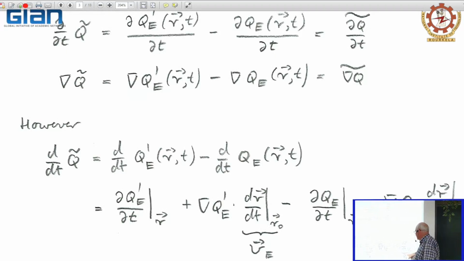That's actually an error. It should be not V tilde, but V E with a vector. Please correct this here. This is a misprint.